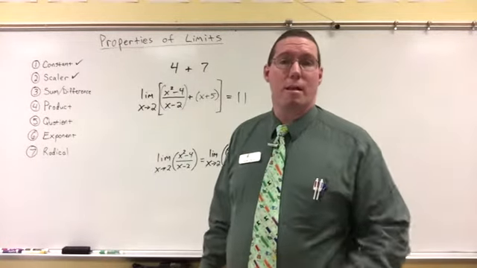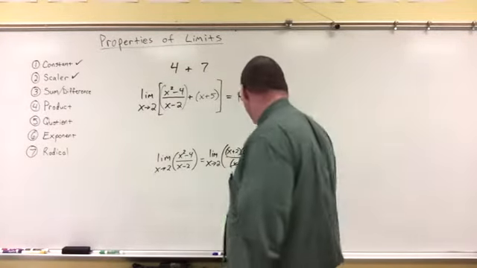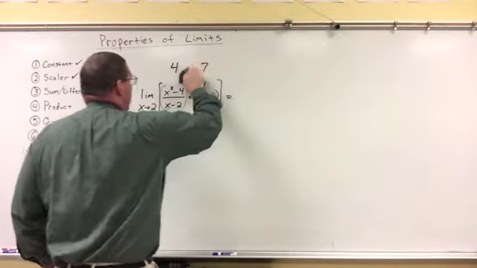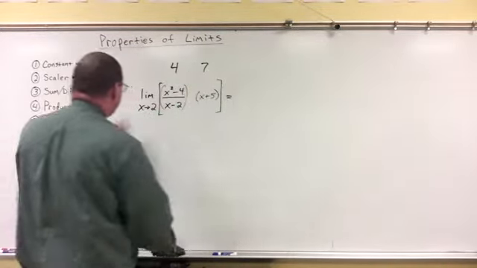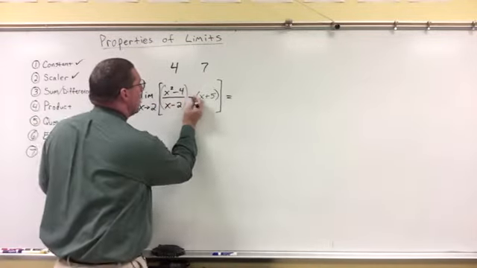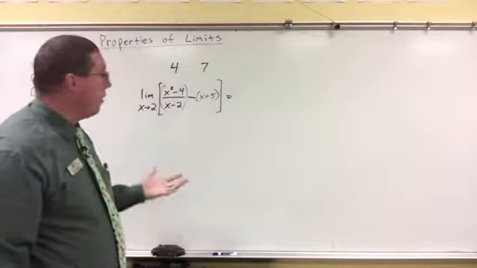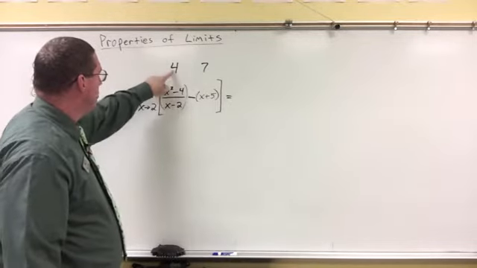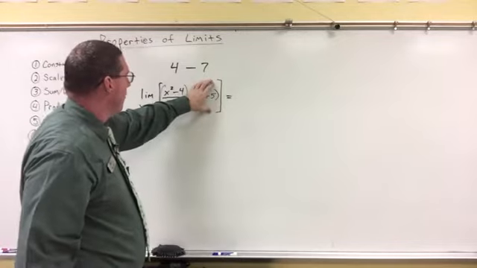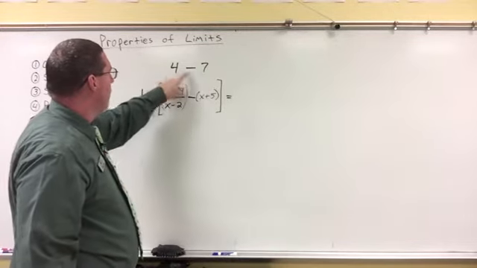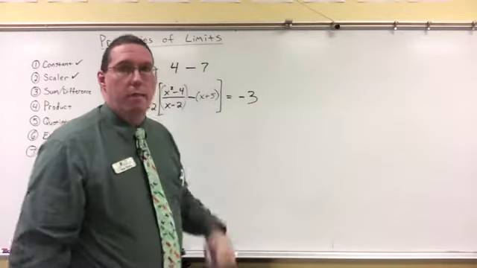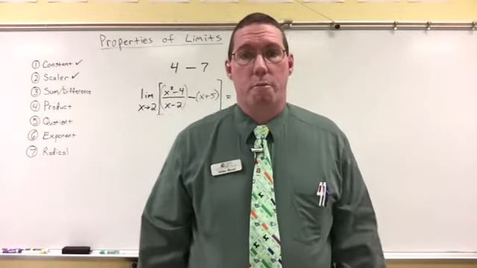We could do the exact same thing with subtraction. Let's say this said the limit as x approaches 2 of this function minus this function. Then we would find the limit of this function, which is 4, and subtract the limit of this function, which is 7, and 4 minus 7 is negative 3. And that is the sum and difference property.